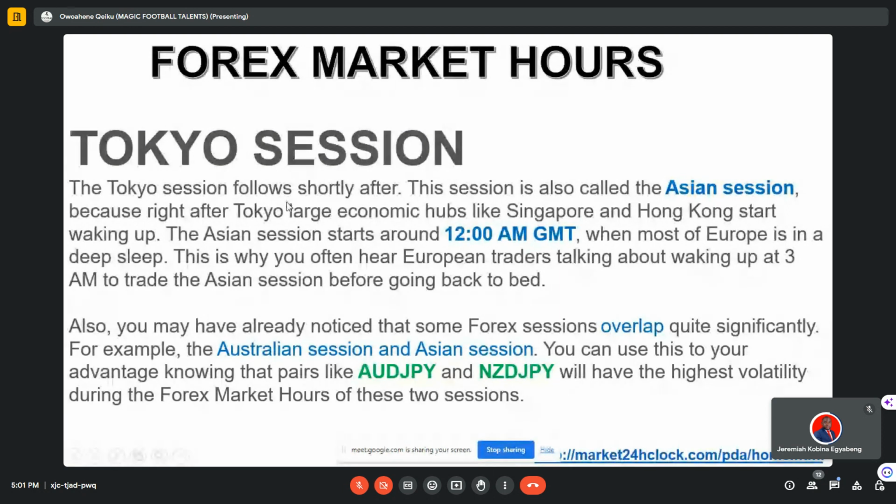Within that time period, trading the Tokyo session and Sydney session, that's all trading currency pairs, the Australian dollar and Japanese yen, with more impact and also more volatility in our market. And also trading the New Zealand dollar and the Japanese yen, more volatility.